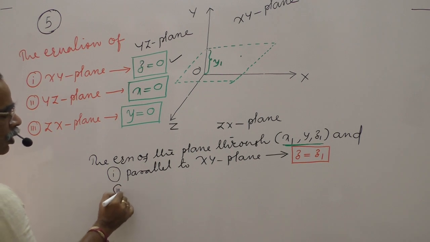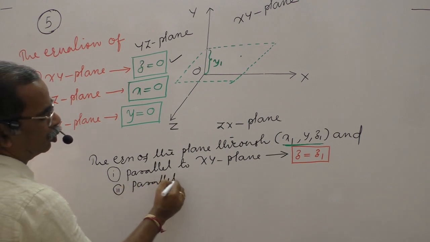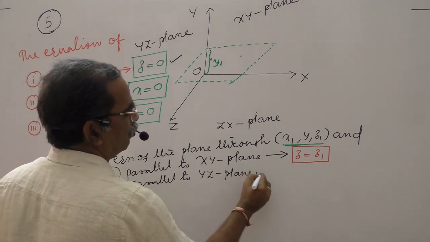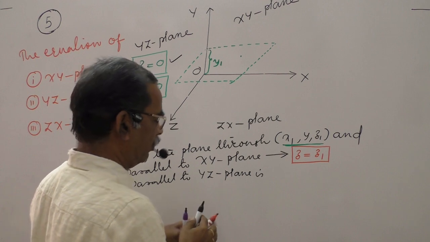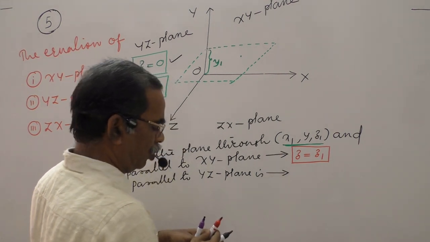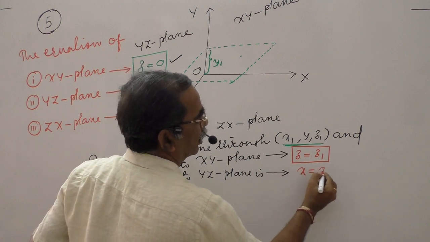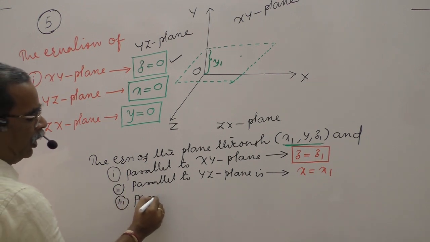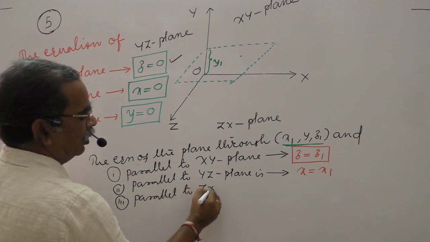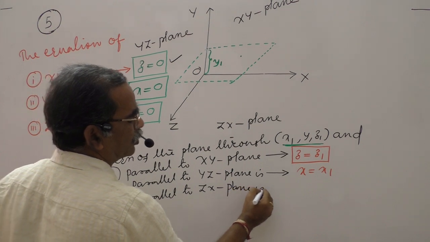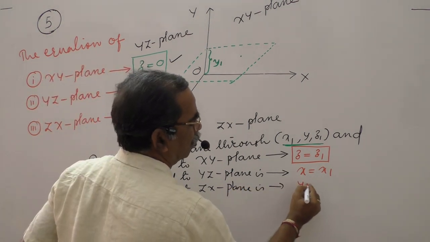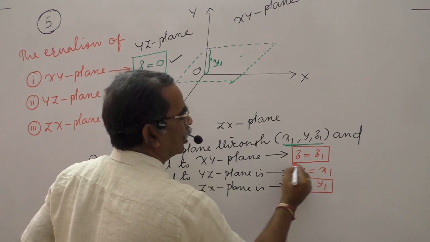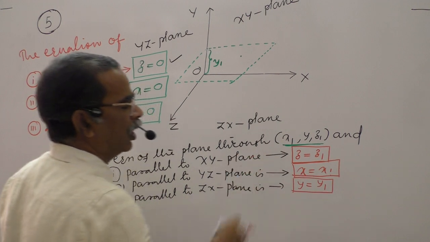Next, number 2. The equation of the plane passing through the point x1, y1, z1 and parallel to the yz plane: the yz plane equation is x equal to 0, and now it is parallel, passing through some other point. Therefore, its equation will be x equal to x1. And also one more. The equation of the plane passing through the point x1, y1, z1 and parallel to the zx plane: y equal to 0 was the zx plane. Now parallel, no? y equal to y1. So these are the equations of planes and their parallel planes.